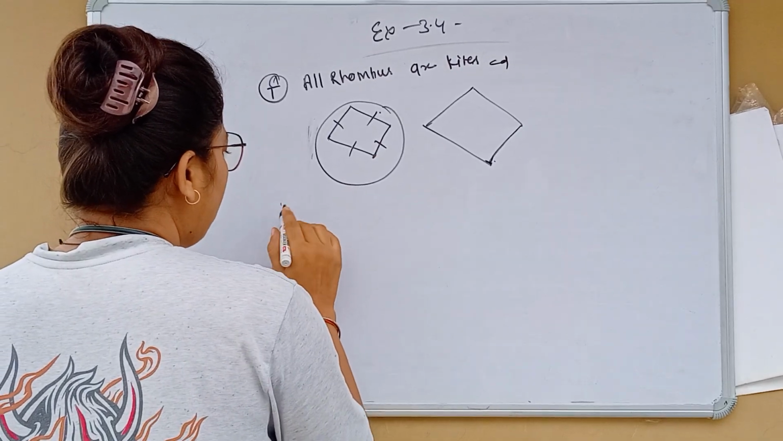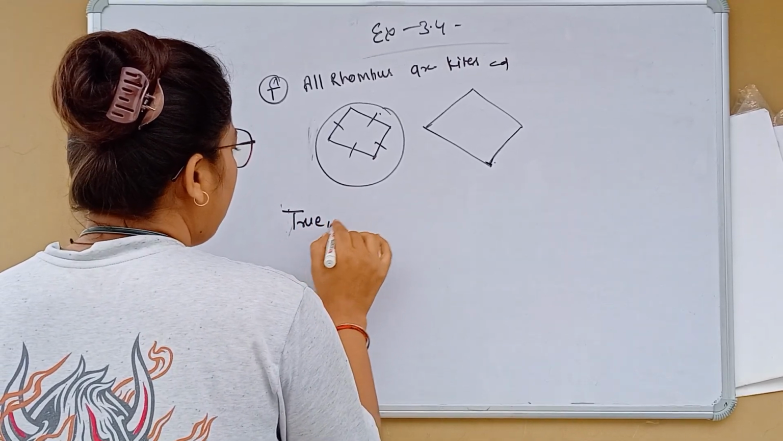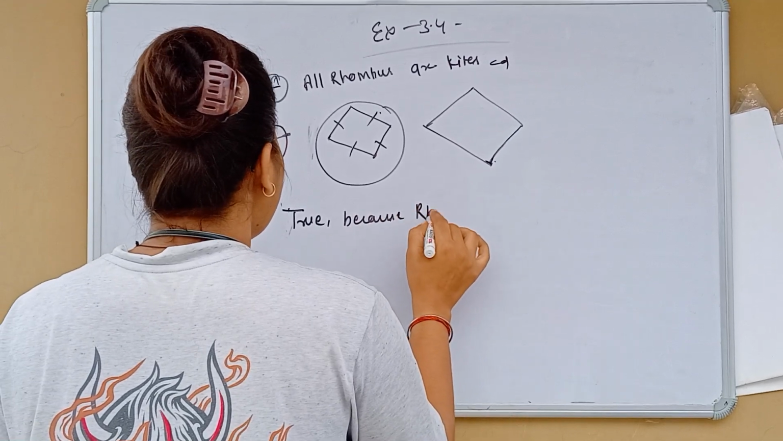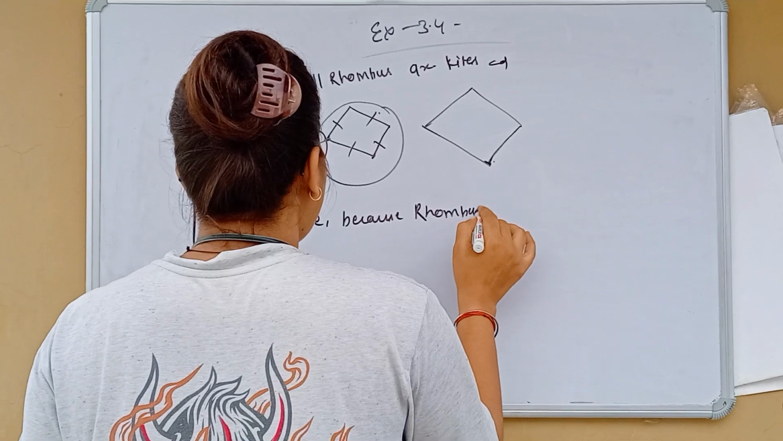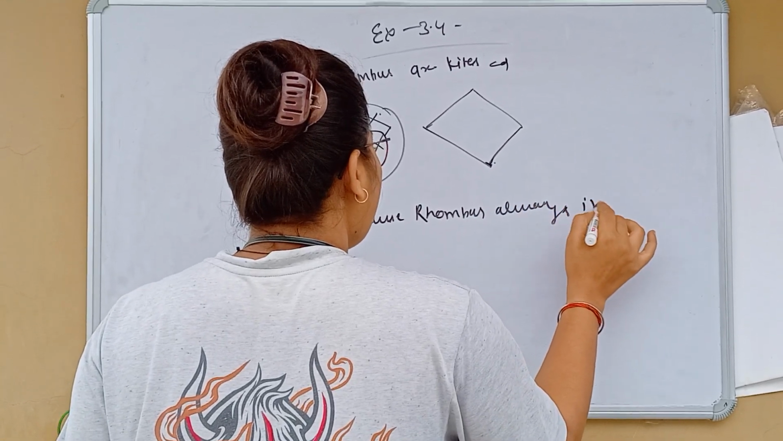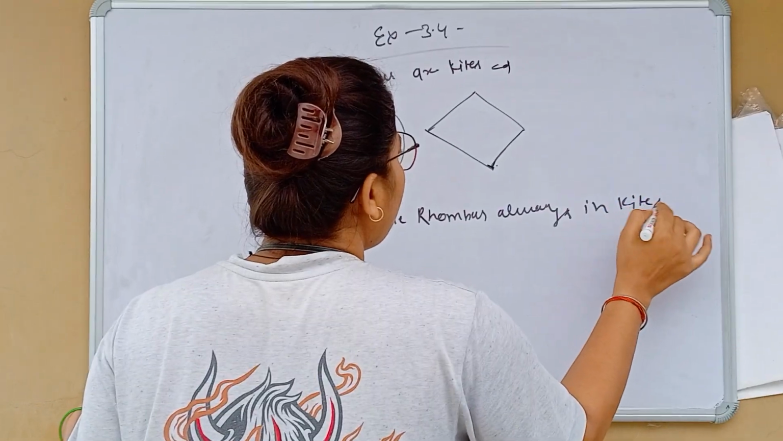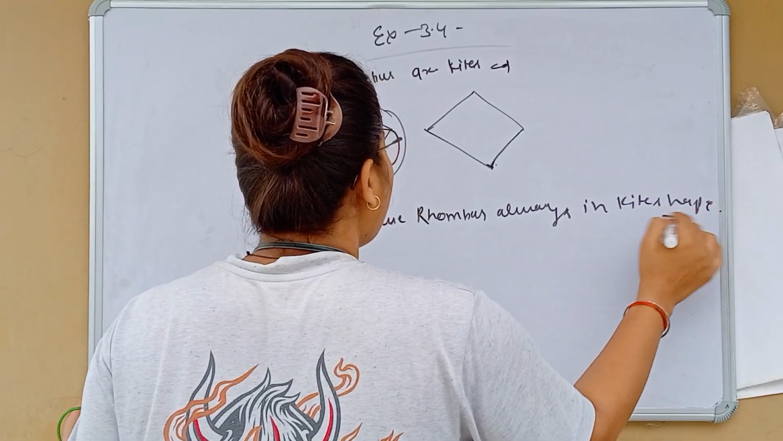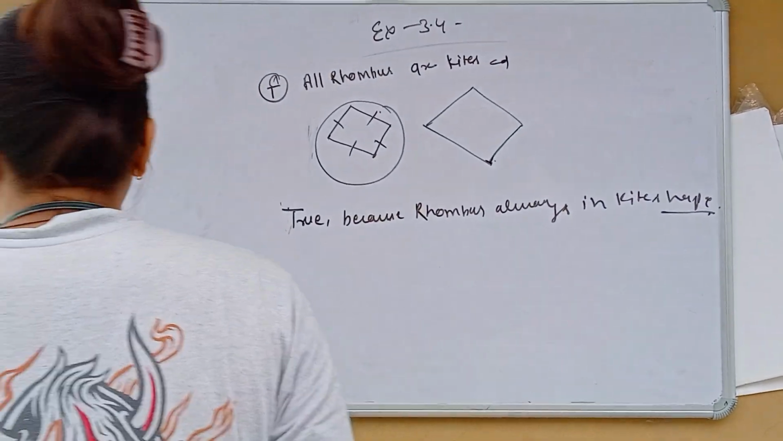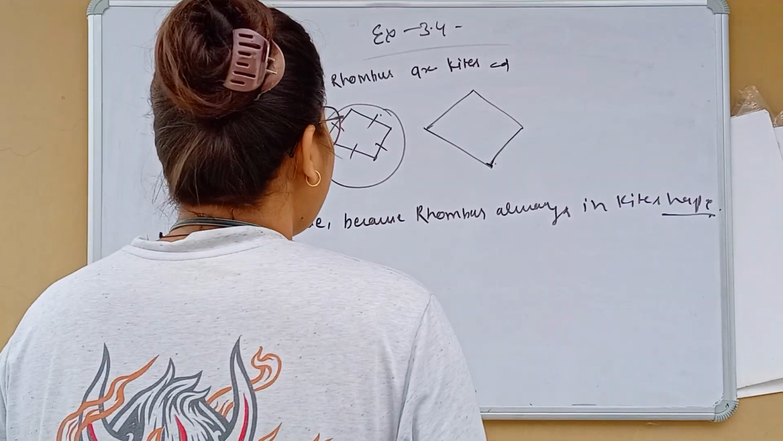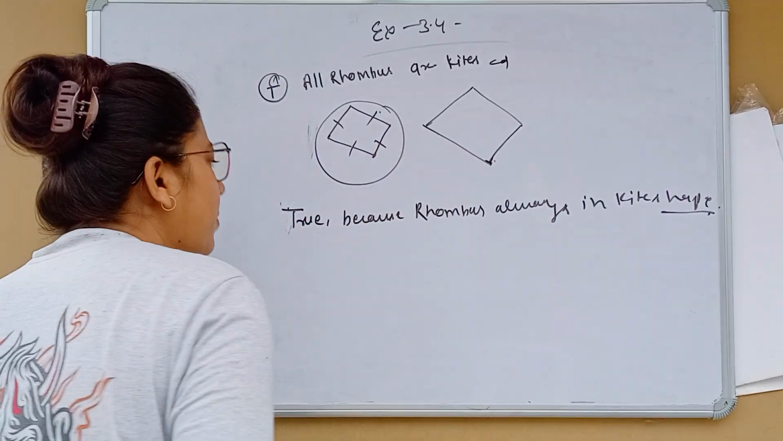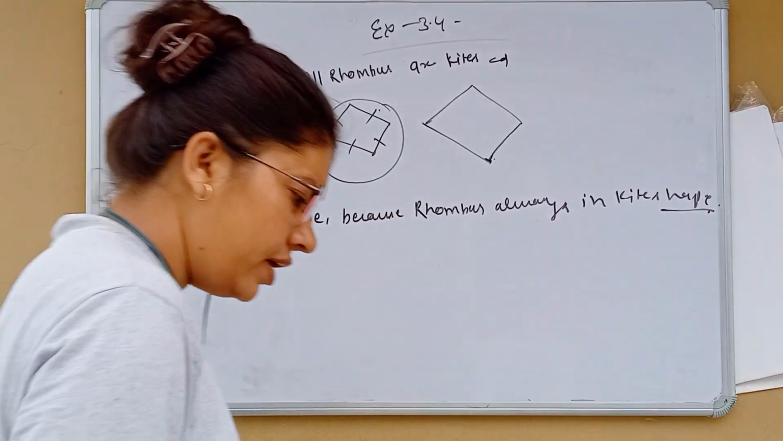That means true, because a rhombus is always a kite shape. So that is the reason. It's not a big reason. So we can write only true, because a rhombus always makes a kite shape. So first write, then understand the next question.